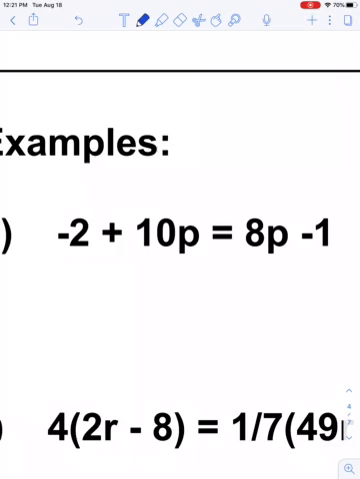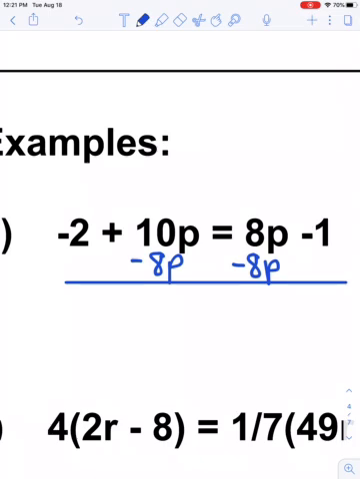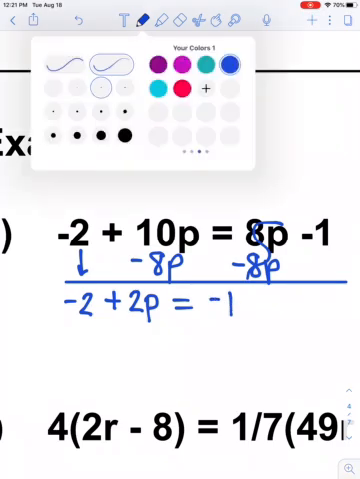Usually, people like to move the smaller. You could subtract 10p if you wanted to over here, and then that would just leave you with a negative. A lot of times people want to avoid the negatives, so they move the smaller of the two. So we're going to move this 8p. It's positive, so the way you move it is subtracting it. So we're going to subtract 8p over to the other side. This negative 2 drops down, and then you have 10 minus 8, which is a positive 2p, equals, this cancels, and you are left with a negative 1. Watch your signs.